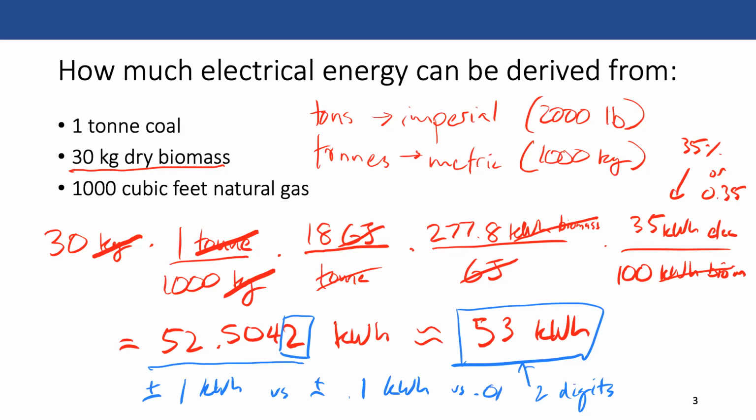And so reporting out to the 10,000th place or thousandths place, really what you're saying is that I am confident that 30 kilograms of dry biomass is going to get me exactly up to this level of accuracy, plus or minus something in the last digit, which is at a level of confidence higher than really what you are given in the data.